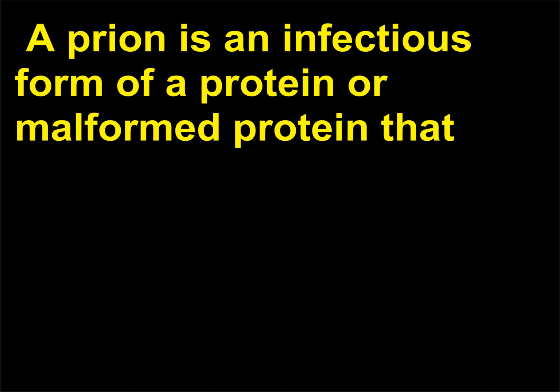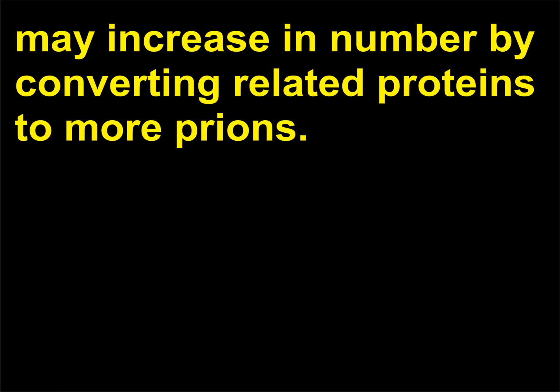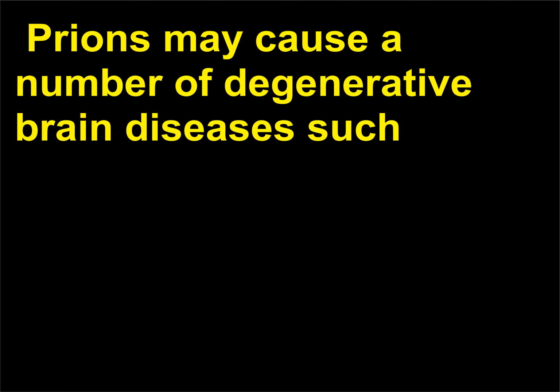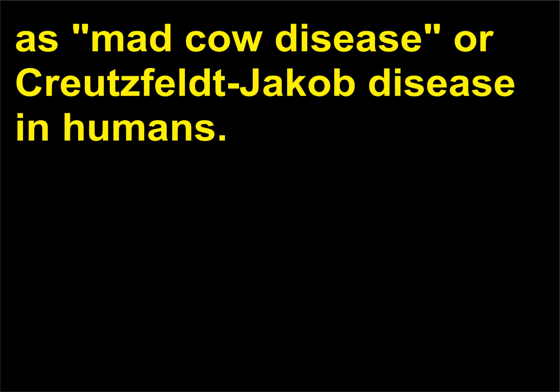A prion is an infectious form of a protein or malformed protein that may increase in number by converting related proteins to more prions. Prions may cause a number of degenerative brain diseases such as mad cow disease or Creutzfeldt-Jakob disease in humans.